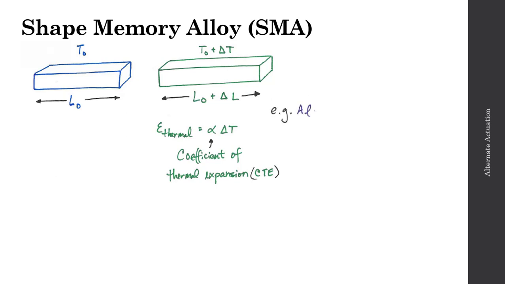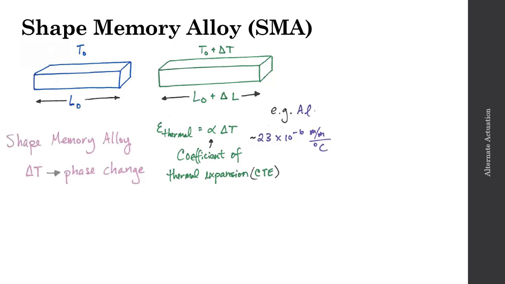As an example, the CTE of a common material, let's consider aluminum. Aluminum has a CTE of 23 times 10 to the minus 6 meters per meter, or 23 microstrain per degree C. So this approach to heating a chunk of material typically has a relatively small effect in terms of creating a displacement in the environment. However, one means to exaggerate this effect is that instead of using a material like copper or aluminum or silicon, we could use a shape-changing material or a shape memory alloy, such as a nickel-titanium alloy.